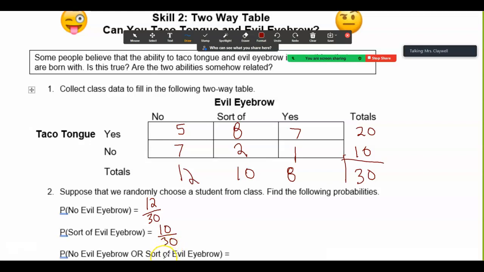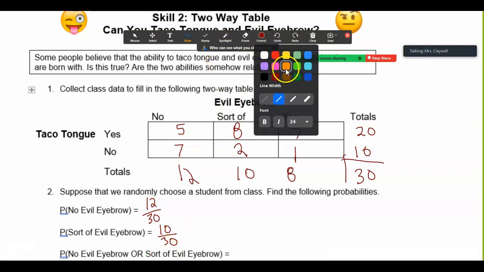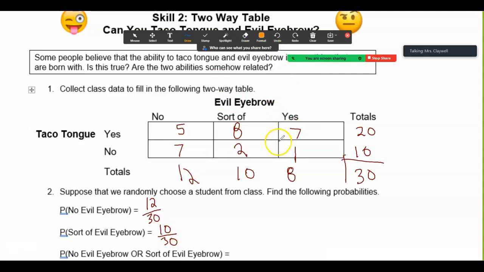So what's the probability that someone was no evil eyebrow or sort of evil eyebrow? For no evil eyebrow, I'm going to look at these people, and for sort of evil eyebrow, I'm going to look at these. That gets me 12 out of 30 plus 10 out of 30, which is what I got on the two right above this. So 22 out of 30.